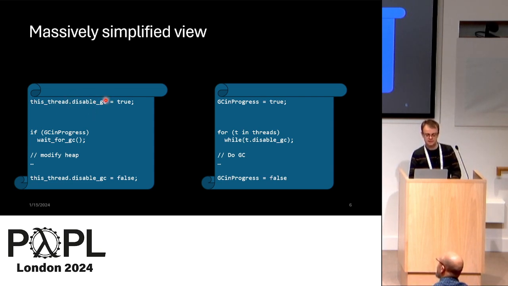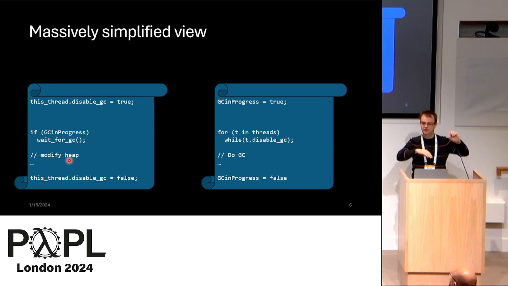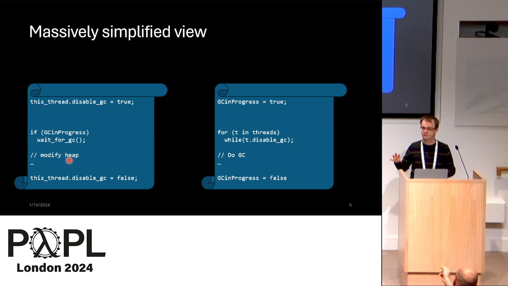So one thread's going to disable the GC. Then it will check if the GC is there and wait. If it isn't, then it can modify the heap. And then it will re-enable the GC. So there are steps in and out of jitted code and runtime code, and in some places we really can't afford to have the heap mutate. Meanwhile, you might have the GC code, which starts by saying GC in progress, then waits for everyone to go, then does the GC, and then says the GC's not in progress.